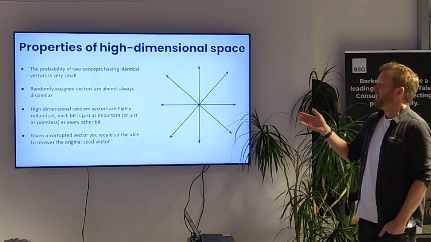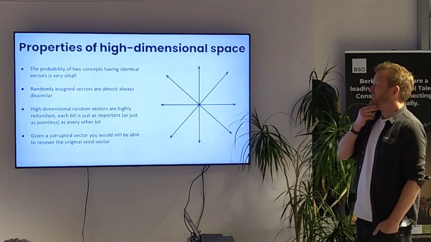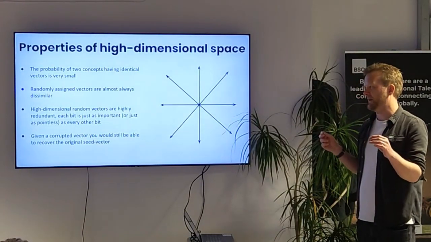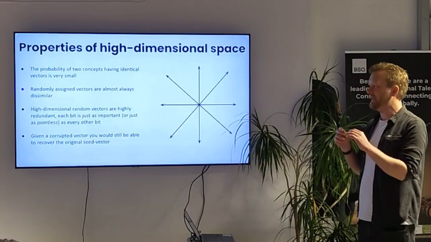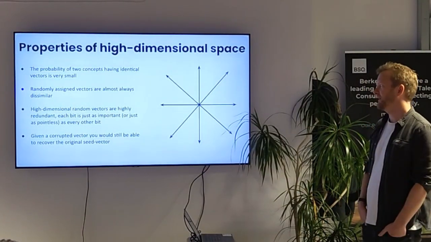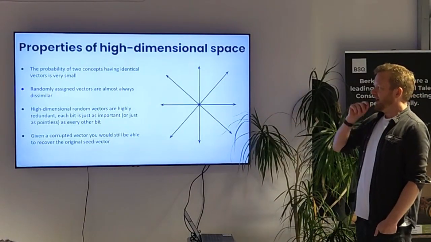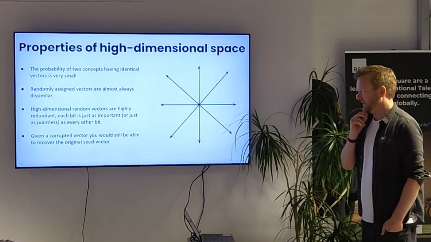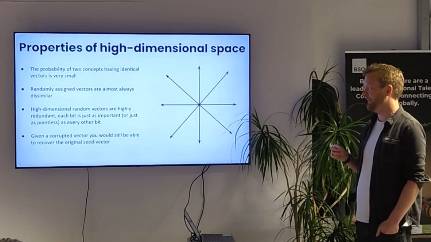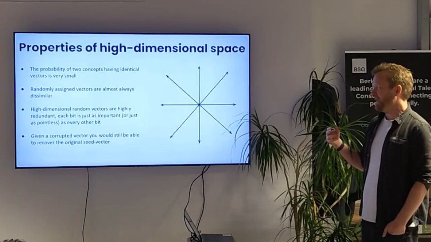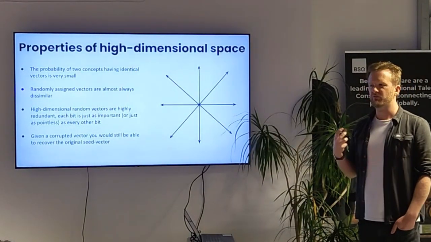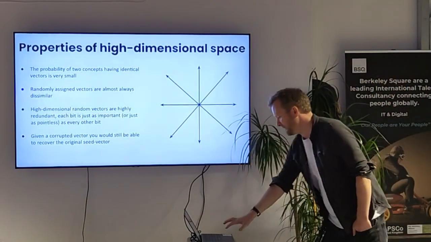What's more is that randomly assigned vectors are almost always different to each other, meaning they're not even going to be close to each other in this high-dimensional space, right? They're not even going to be close to being identical to each other. What this means is that high-dimensional random vectors are highly redundant, so each piece of that vector is just as important or just as pointless as every other bit. As I mentioned previously, if we were to corrupt that vector, it actually wouldn't really be a problem, because you could still go and recover the original vector.